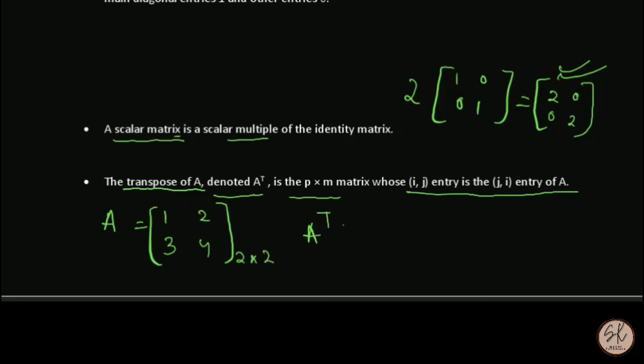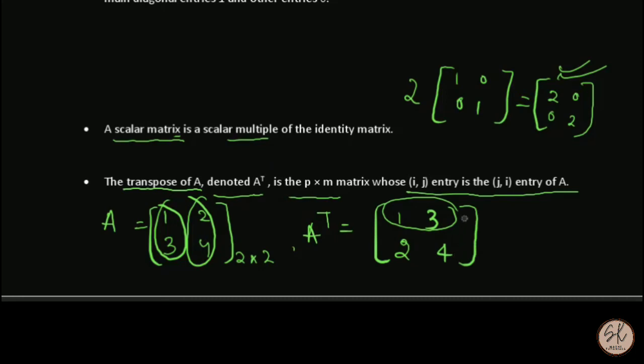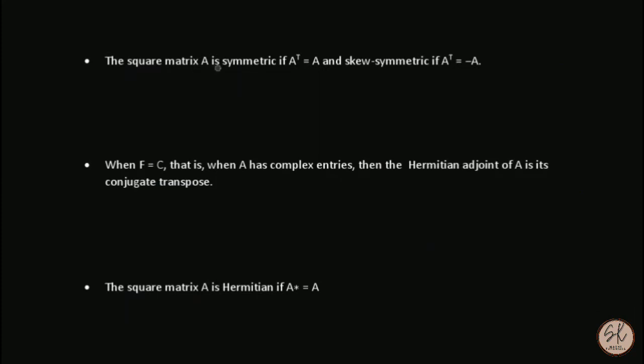Then A transpose will be equal to 1 3, that is this column becomes a row over here, and the next column will become the next row over here. So the columns convert to rows. This is called the transpose. Now the next type of matrix is the symmetric matrix.